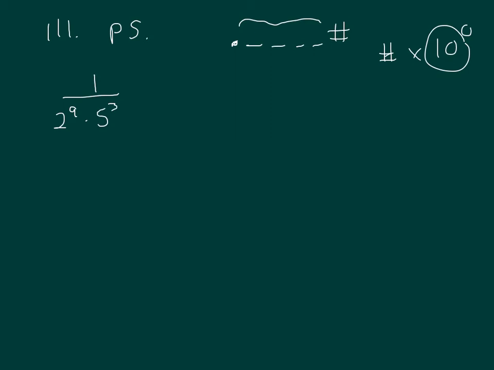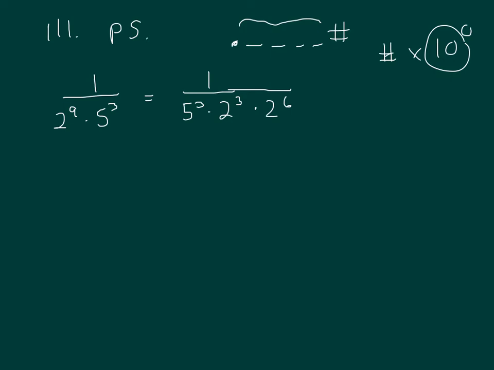Well, you see how you have a base of 2 and a base of 5? That makes me think of 10. Now I only have 3 fives, so I want to put those 3 fives with 3 of the 2s. I can't put any more 2s than that because I only have 3 fives. Of course, that leaves me 6 twos left over.